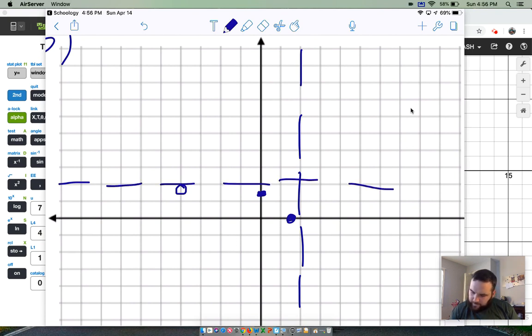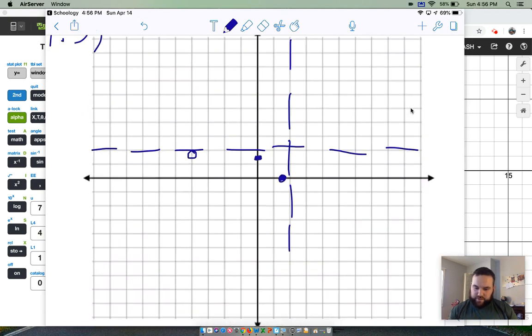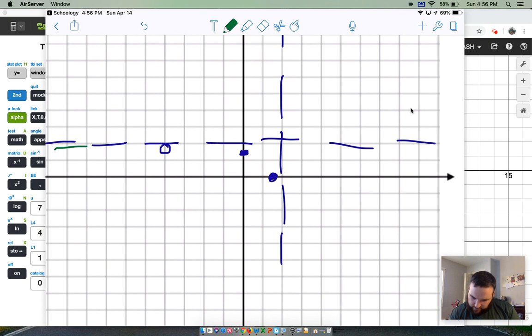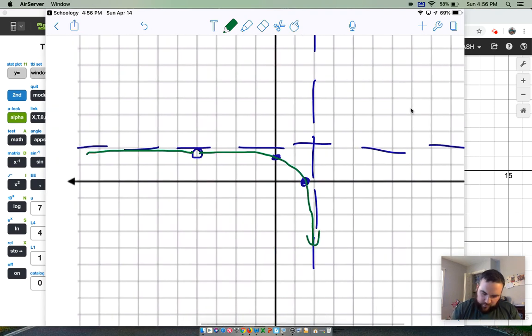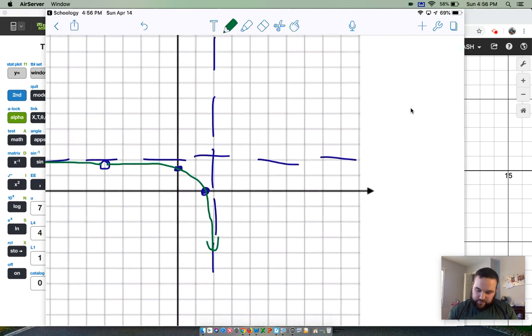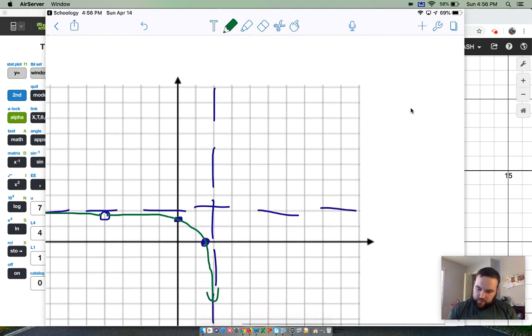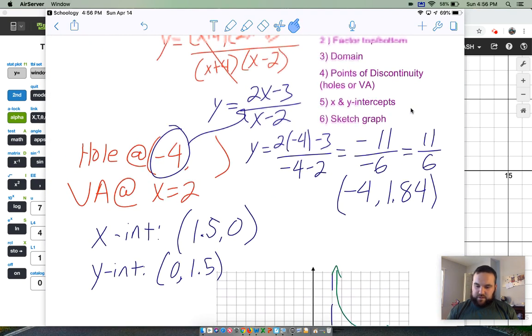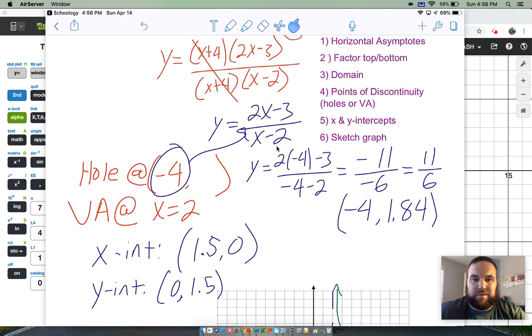Based on those points, I can guess that the left half of this graph is going to come here, have the hole, and then go straight down. And then the right half, I don't know what's going on, because there are two possibilities. It could come up like this, or it could come down like that.